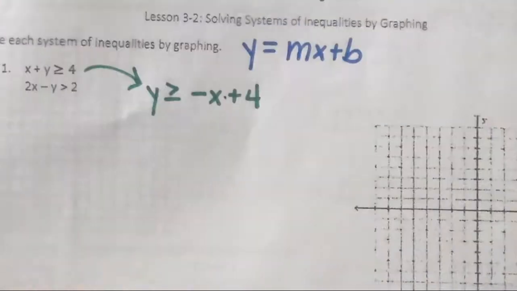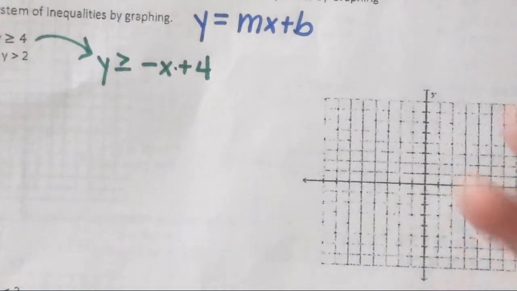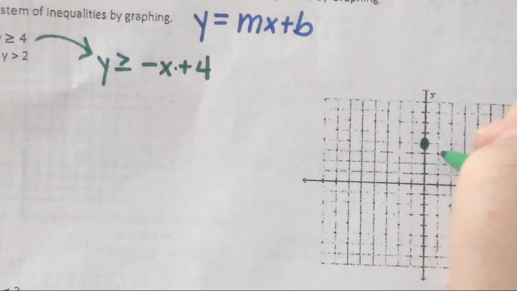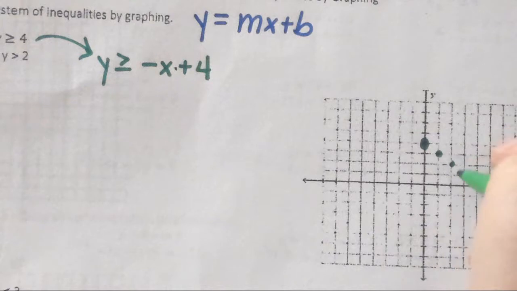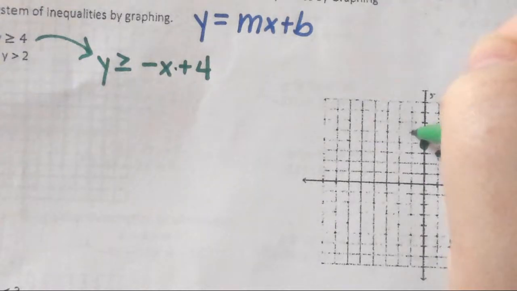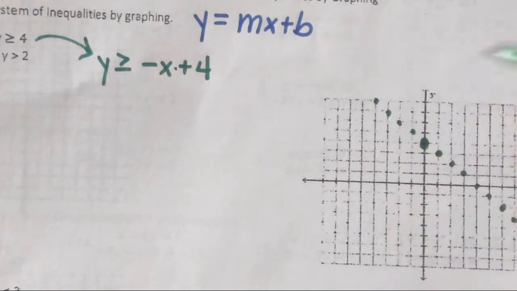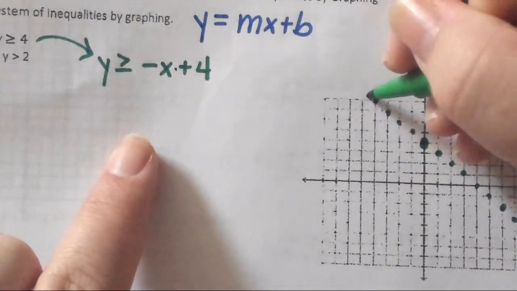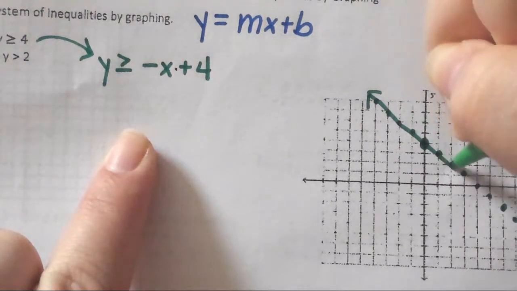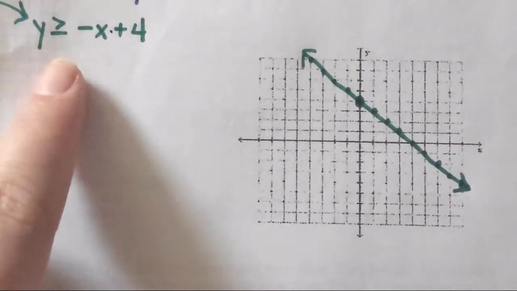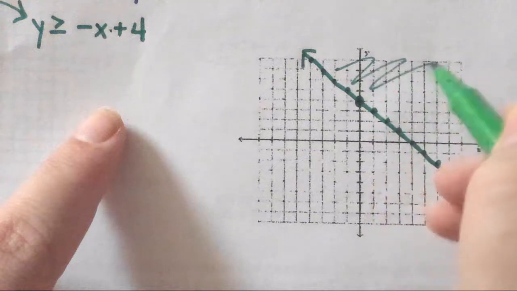Okay, so I go to my graph. I put my intercept at 4. 1, 2, 3, 4. My slope is negative, so down 1, right 1, down 1, right 1, down 1, right 1. And I can do it the other way. And then since it's an equal to, I get to use a solid line. And then since it's greater than, I'm going to shade above the line.